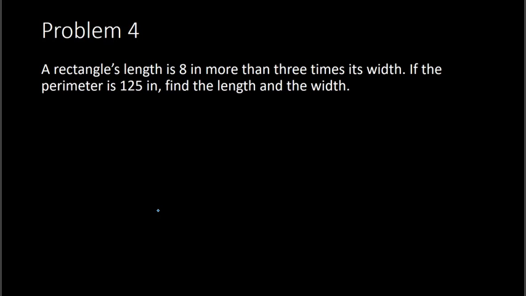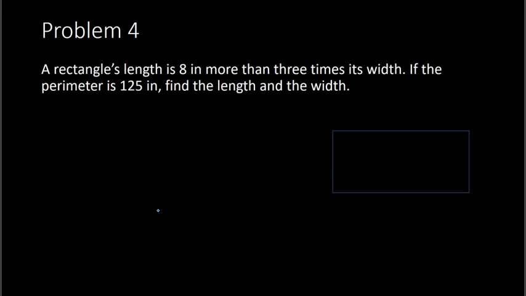Here for the last problem, we are given a rectangle, and it says the length is 8 inches more than 3 times its width. If the perimeter is 125 inches, find the length and the width. Now, it's always helpful to draw yourself a picture to help you visualize what is happening. So here's your rectangle, and we have length and width.